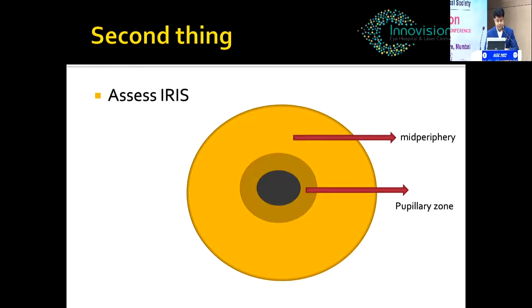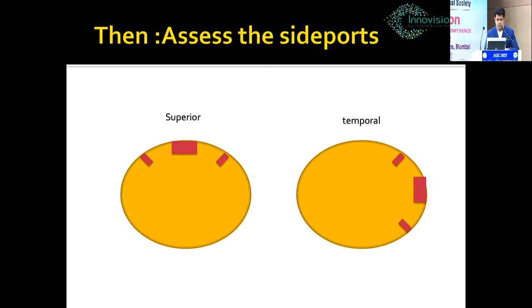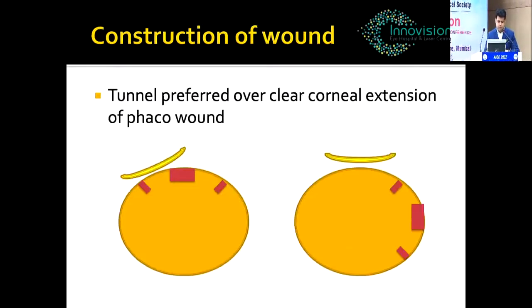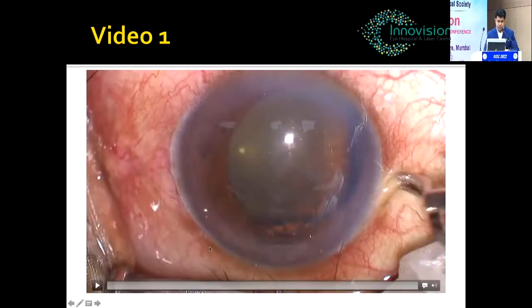The second is basically to assess the iris. The pupillary zone is the area where there is constrictor pupillae, so that is the area where you're not supposed to enclavate. The mid periphery of the iris is the area where you actually enclavate it. I'm just going to quickly show a video over here because we are short of time.